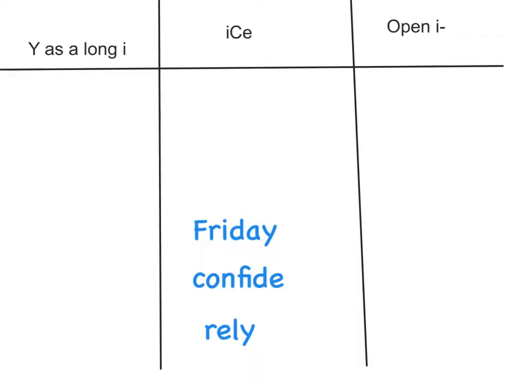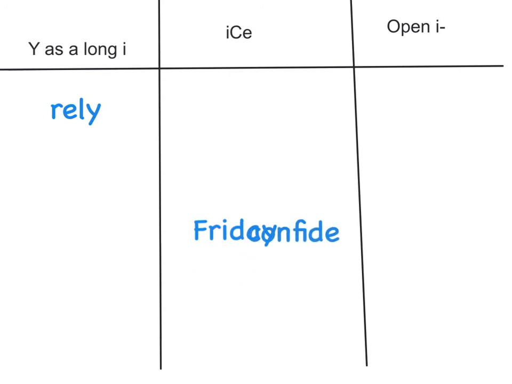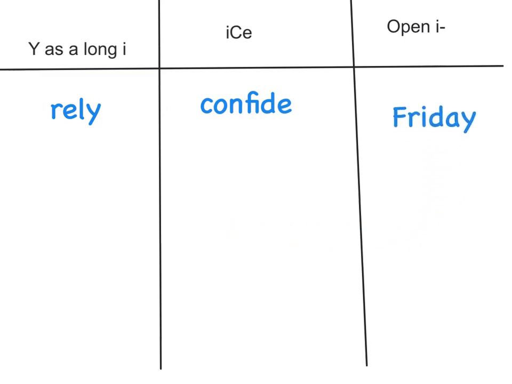Let's read these three words together. Friday, confide, and rely. Let's see if we can sort them into our three categories. Which word do you think has a Y as a long I sound? Rely. Great job. Now, Friday or confide, which one has the I with the consonant and the silent E? That's right, confide. And that leaves us with Friday with the open I.